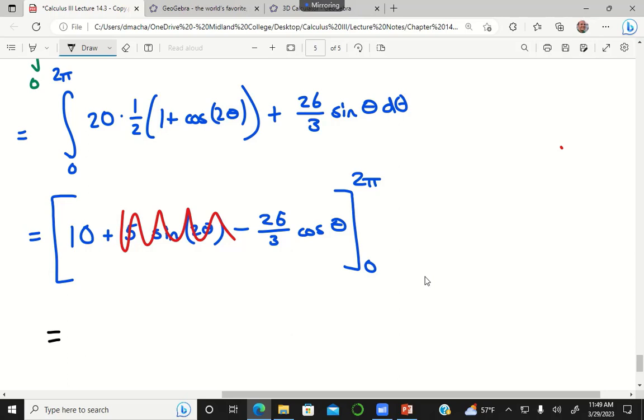Ooh, and I made a little mistake. That should be 10 times theta. So sneak in a little theta there, because it's a constant in my integrand, so when I take the antiderivative, I need to add a theta to it. So 10 times 0 would be 0, but 10 times 2 pi would be 20 pi.